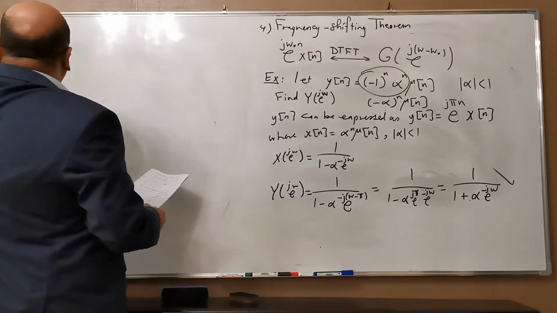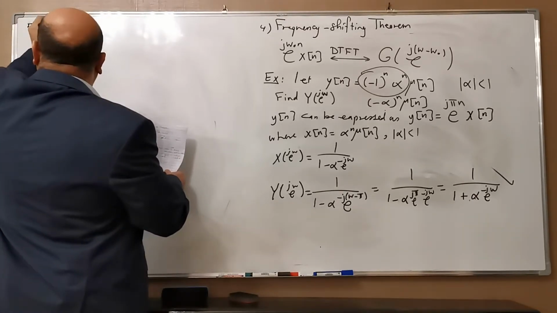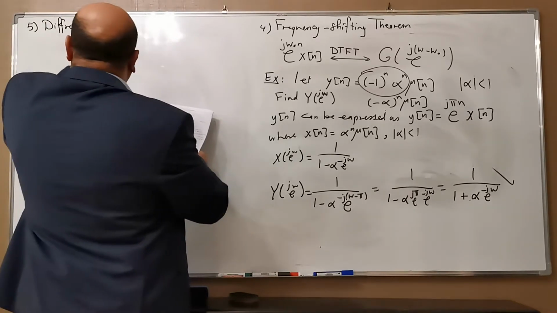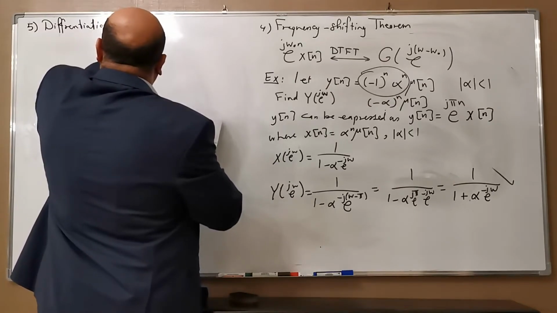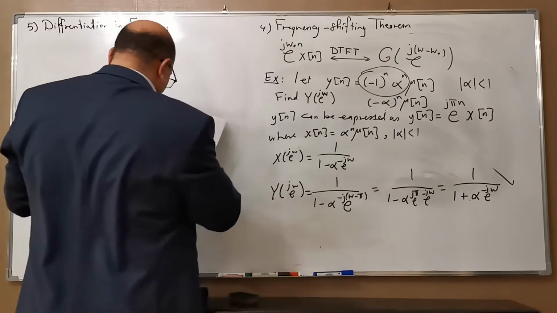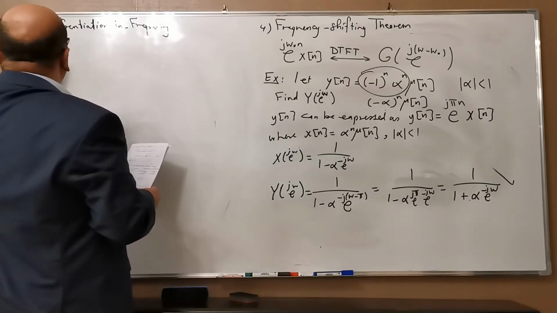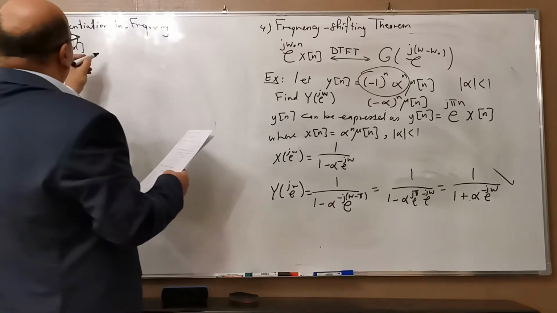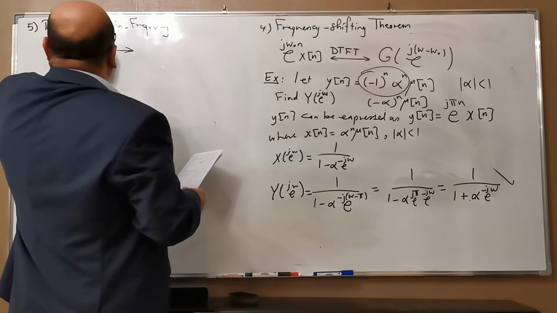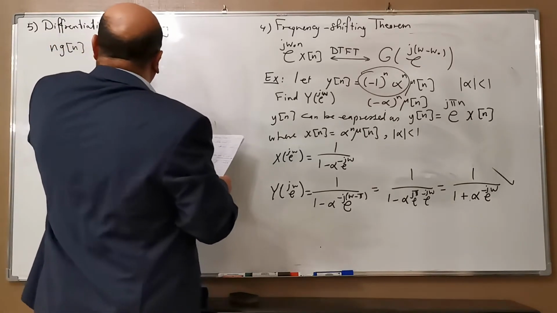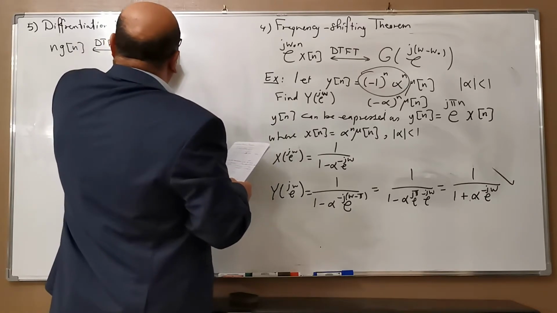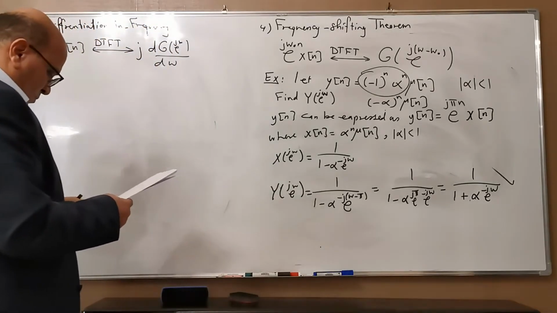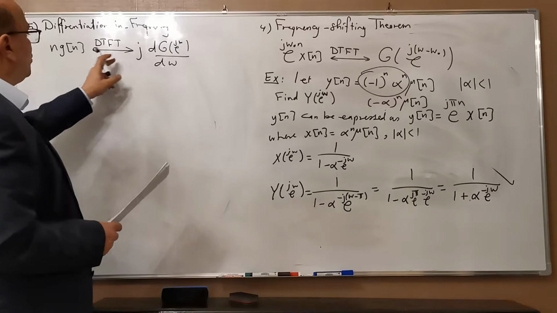The fifth theorem is differentiation in frequency. Differentiation in frequency says that if you have a sequence n g of n, not g of n only, n times g of n has the DTFT which is equal to j times the derivative of G of e to the j omega by d omega. Okay? And this is easy to show.